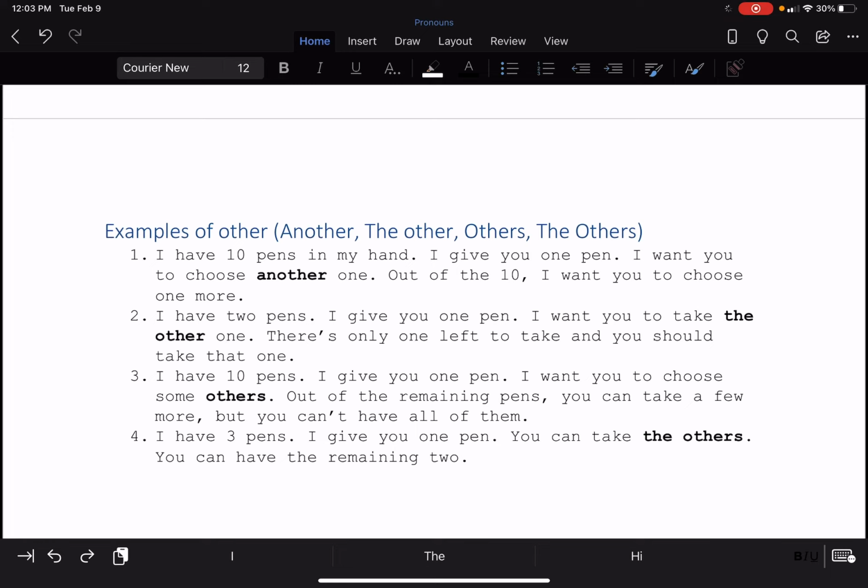Others and the others are both for plural. So if I say, I have 10 pens, I give you one, I want you to choose some others. You can choose a few, but then not all of them. More than one, you can have more than 1 pen, but again, just not everything. If I say the others, I have 3 pens, I give you one, you can take the others. This one means you can have the remaining 2. And there's not necessarily a choice. If there are 2 pens left, you take those 2.